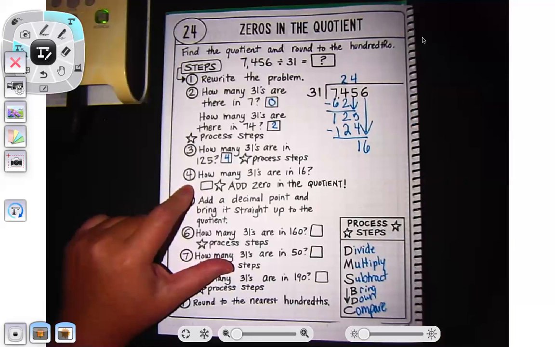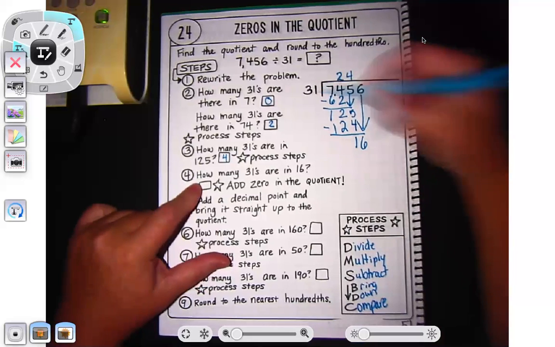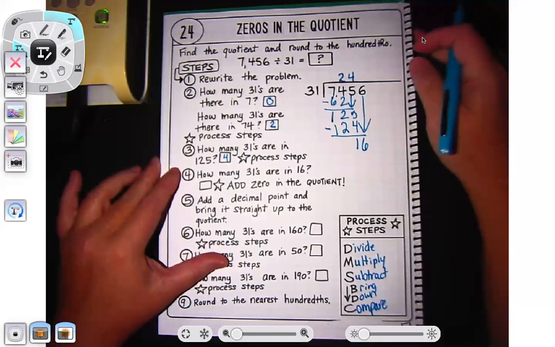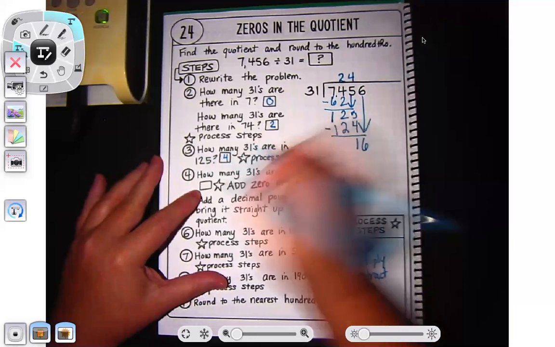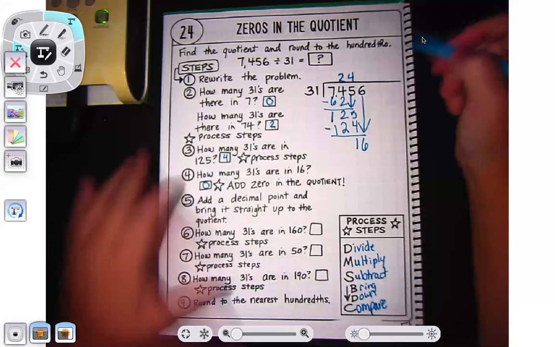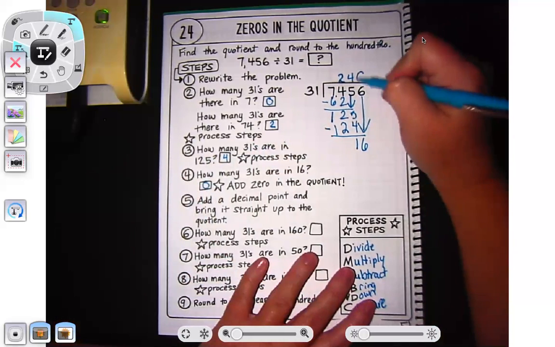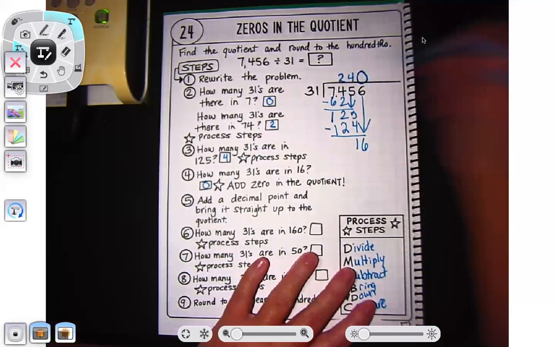Now, here's where the tricky part comes, boys and girls. How many 31s can go into 16? Well, we know that 31 can't go into 16, so that's where we put our 0 in the quotient.